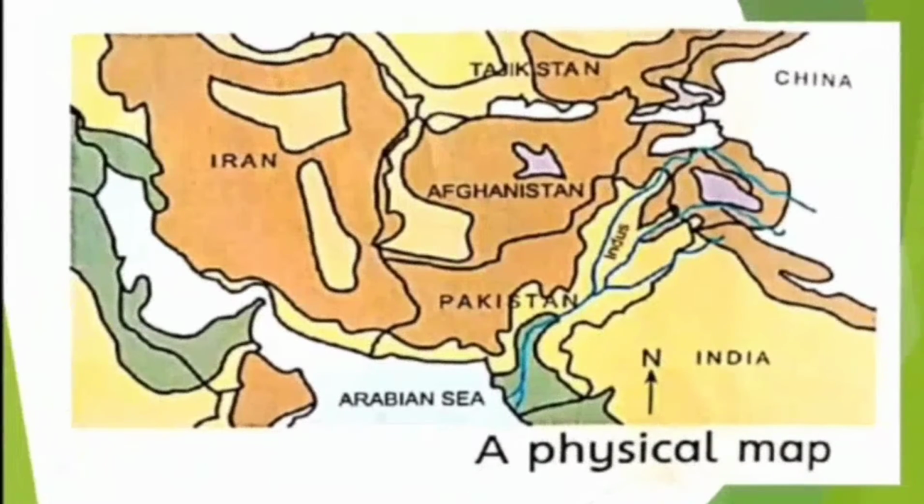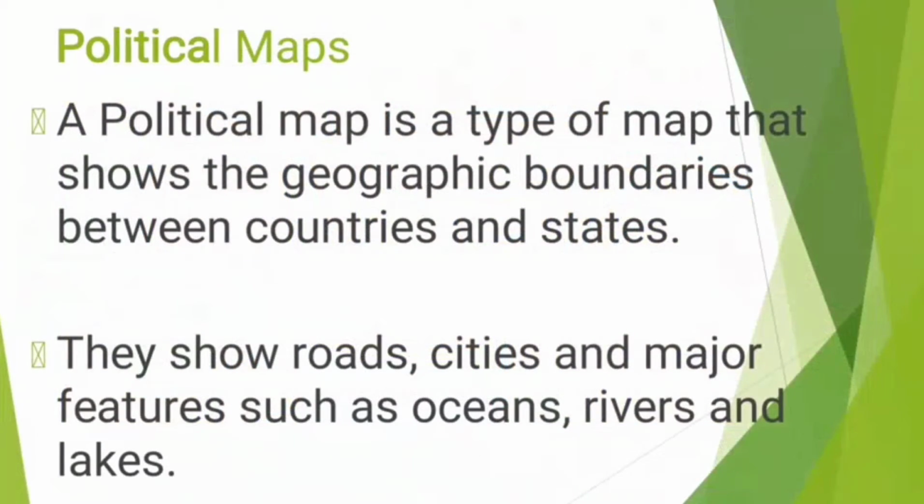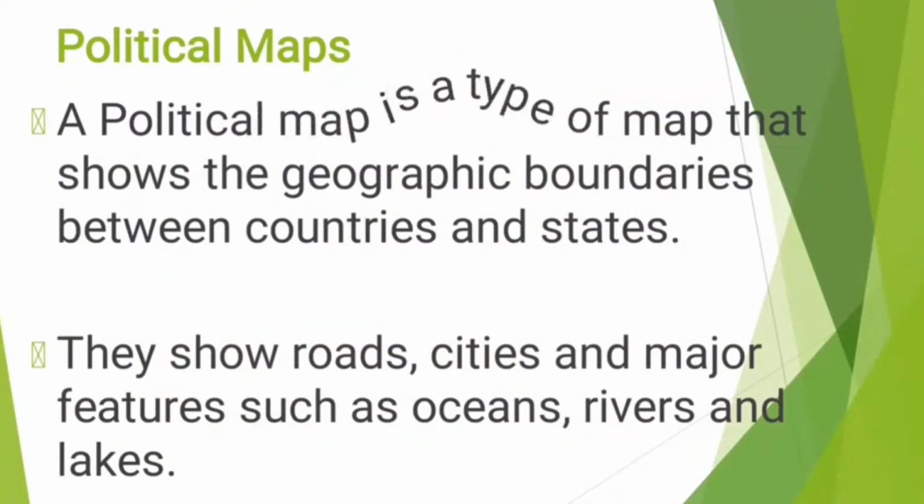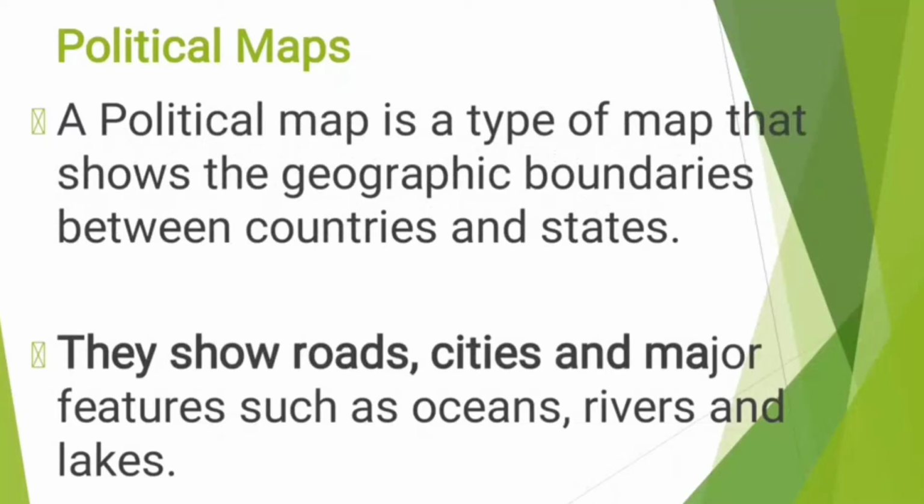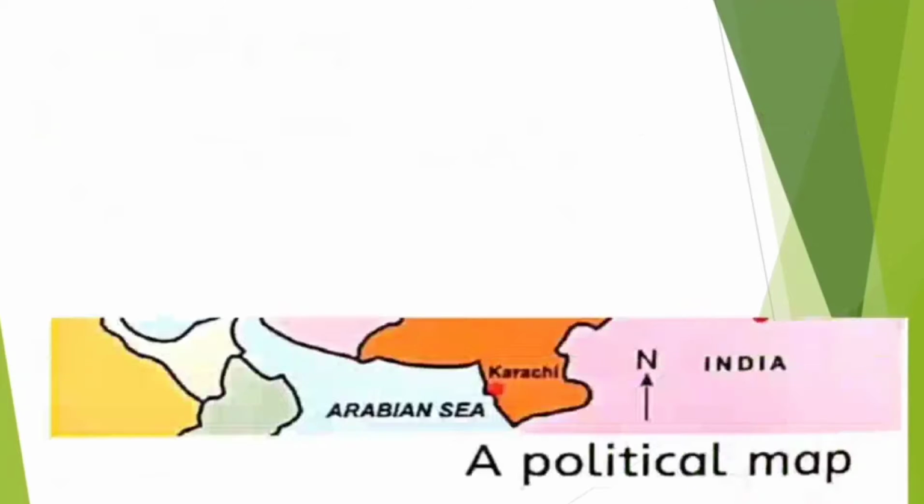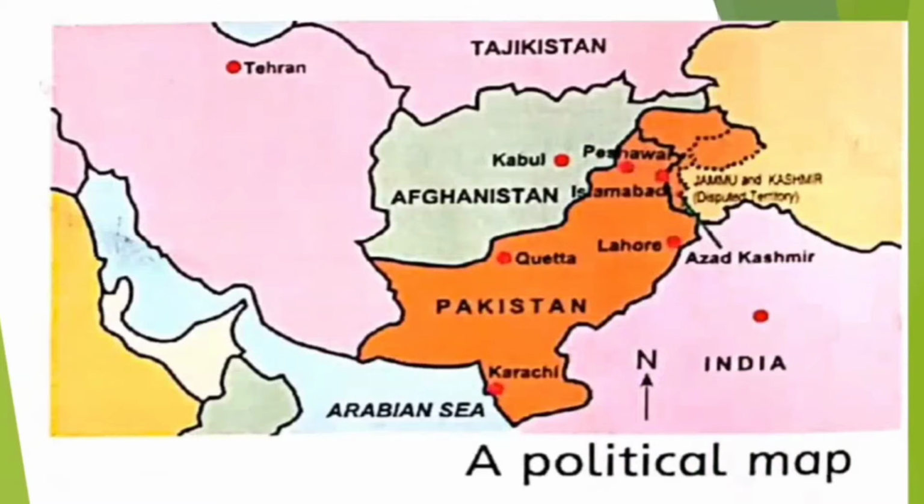Now the second kind of maps are political maps. Students, political maps show cities, towns and borders between countries and states. Now let me show you the image of a political map. Let's study it. This is a political map.